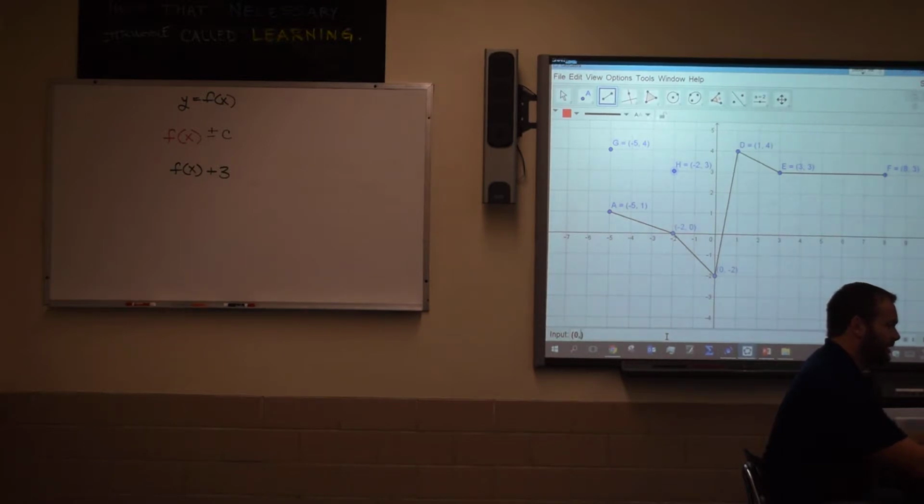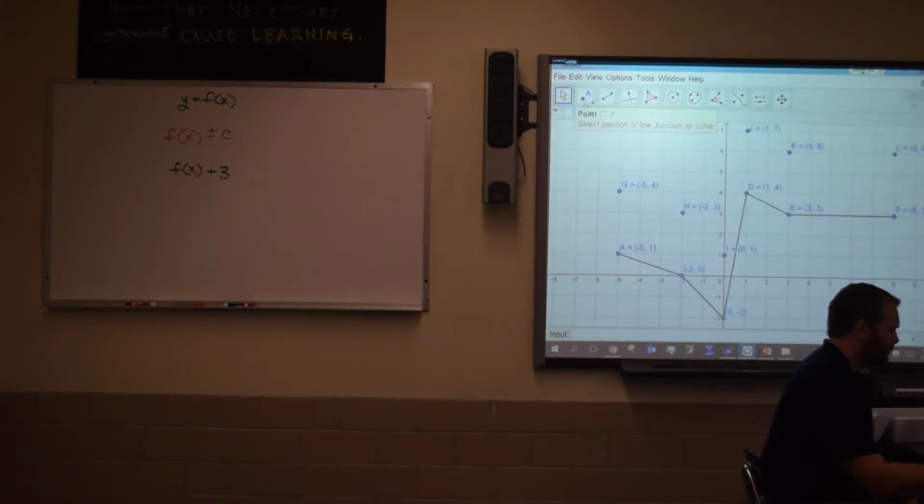0, negative 2 goes to 0, 1. 1, 4 goes to 1, 7. 3, 3 goes to 3, 6. And 8, 3 goes to 8, 6. Okay, now, move over a little bit, move out so I can connect these.